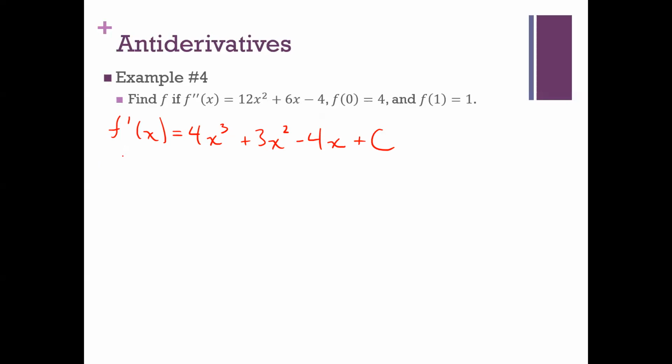Okay, so now can we figure out what f is, or at least something about f? Okay, so now we'll go to f of x. And what does that one look like? X to the fourth plus x to the third minus 2x squared. What happens to the c?